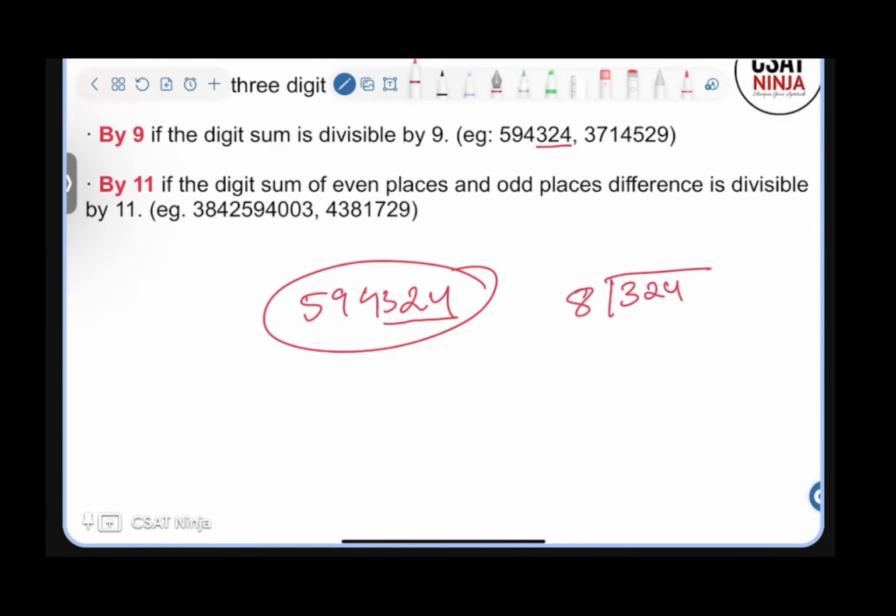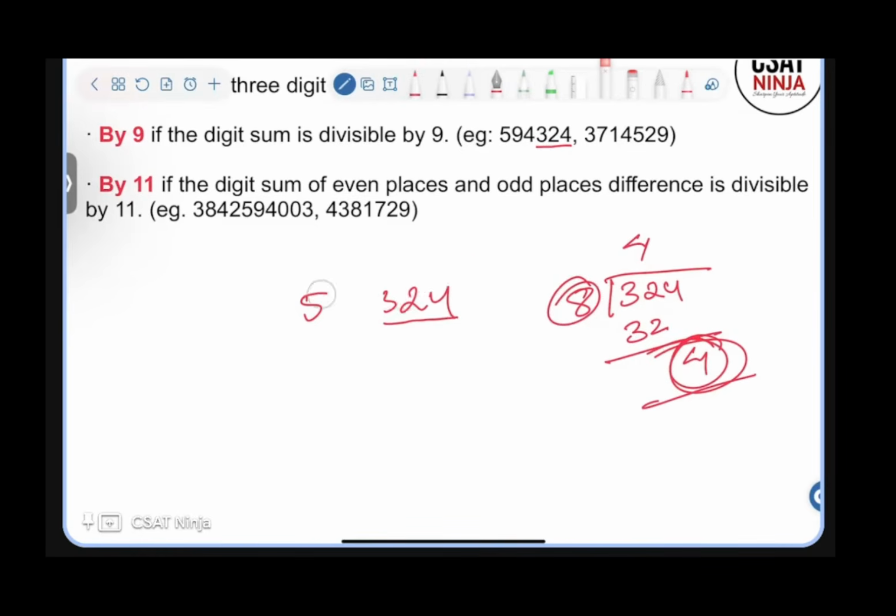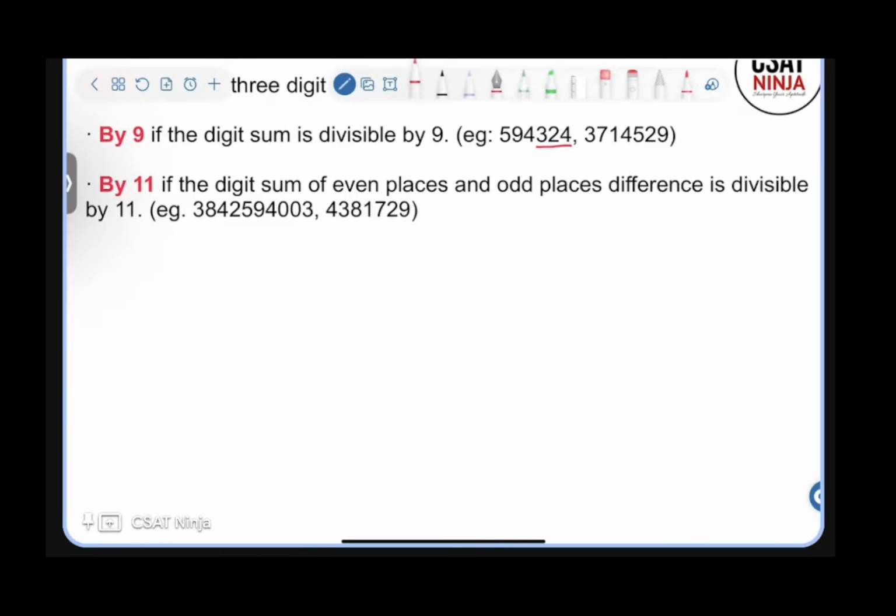8 times 4 is 32, and we have 4 here. We have a remainder here, which means this cannot be divisible by 8. So this number is not divisible by 8 because we have a remainder here. So that's how we check. You just check the last 3 digits for 8, okay?